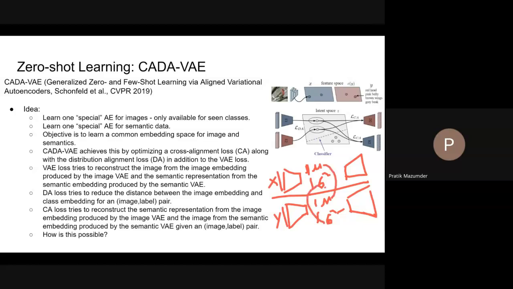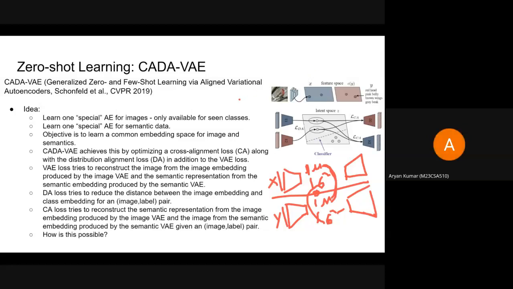If you can do that, it will not matter which encoder you're using. You will get basically the same, or at least similar, embeddings, whether you use the image VAE or the semantic VAE. That's the job of your domain alignment loss. So you simply reduce the difference between these two means and reduce the difference between these two variances. That's the general job. Any confusion in this part?